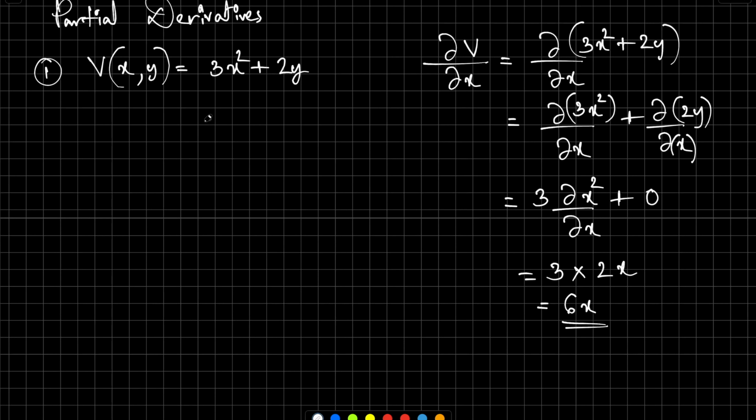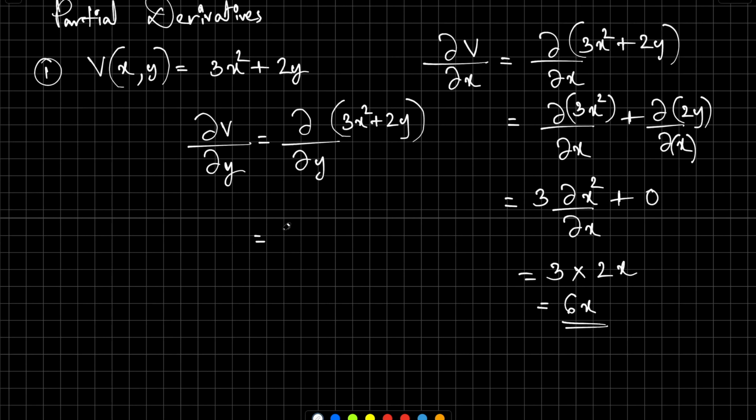Now let's see how to find the partial derivative with respect to y of the same function. So dou by dou y of 3x square plus 2y. Open the bracket and split the differential. Dou by dou y of 3x square plus dou by dou y of 2y.